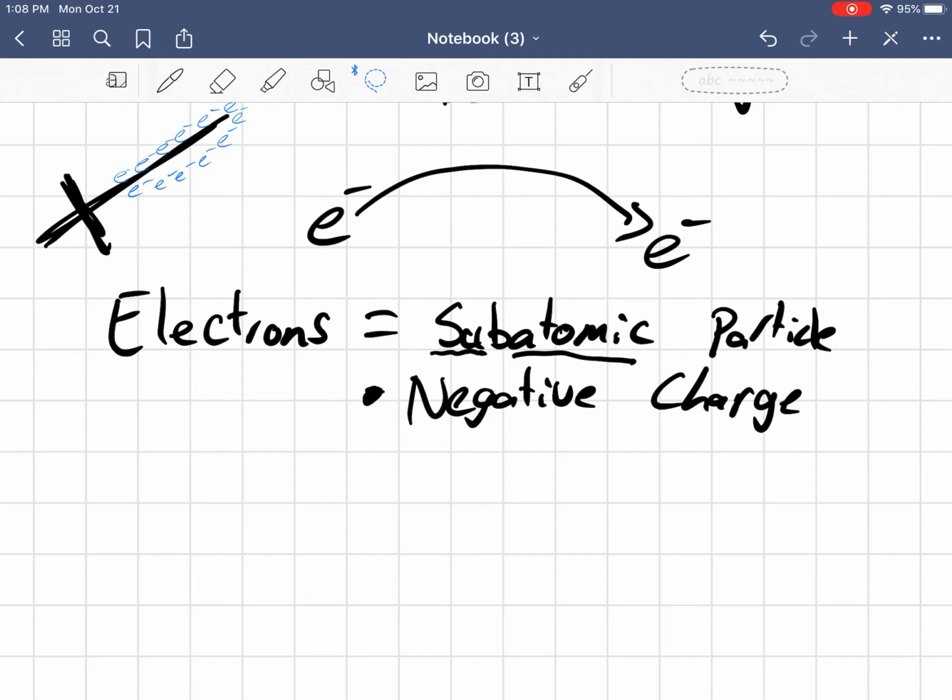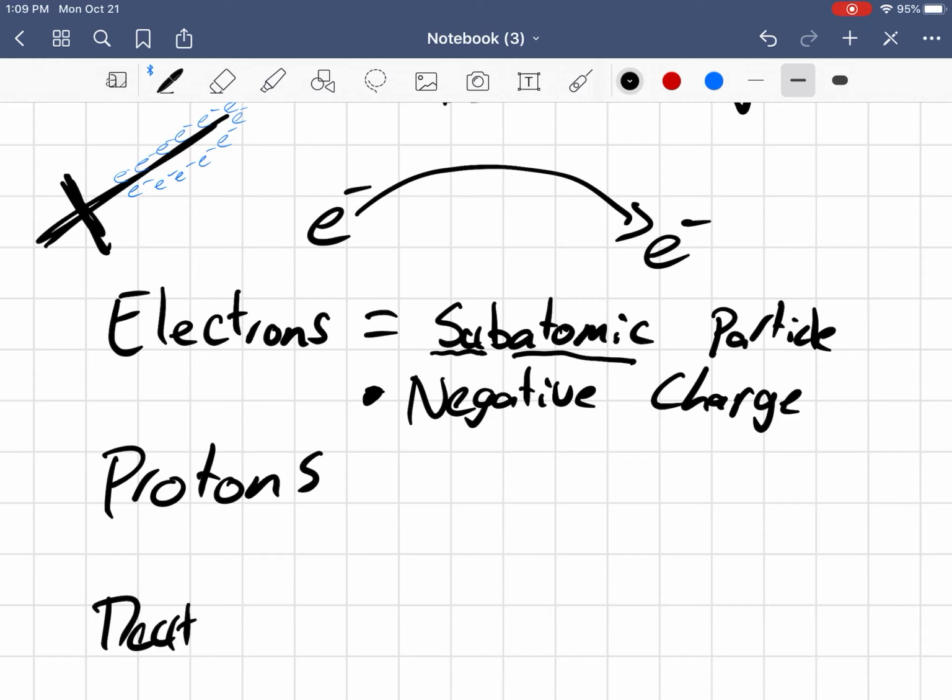Now here's the thing: there's more than just one subatomic particle. In class, we discussed what our different subatomic particles are. We have electrons, which are the ones we looked at here. The other two, because there are three of these subatomic particles, are protons and neutrons. Protons, neutrons, and electrons. All three of these are subatomic particles.